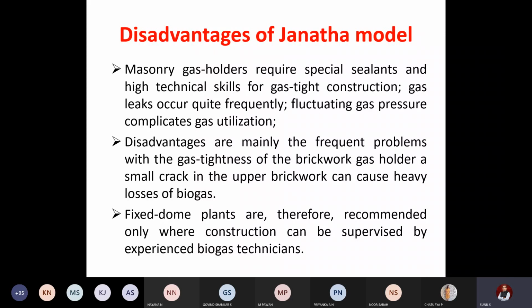Fixed dome plants are therefore recommended only where construction can be supervised. Experienced gas technicians are required for maintenance here and there. Every 6 months they have to come, detect any gas leakages, and those portions should be sealed. So these are some of the limitations of the Janata model.